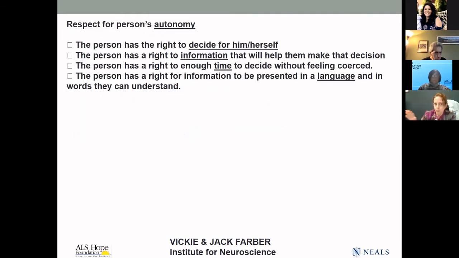When we talk about respect for autonomy, if you remember one of the principles of the Belmont Report, what does that mean? That means that a person has the right to decide for him or herself, that a person has the right to information that will help them make that decision. The person has enough time to decide without being coerced, and the person can grasp the information because it's presented in a language, at a level, and with a word selection that is easy for them to understand.